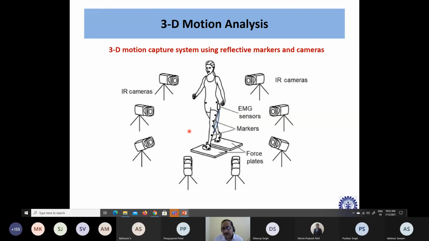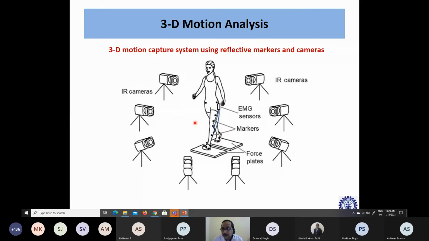Now we need at least 3 to 5, preferably 5 cameras to record motion, but as you can see, it can go to 7, it can go to 9. So there is a set of infrared cameras which are actually trying to track the motion of the markers.